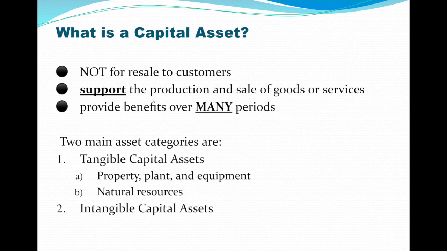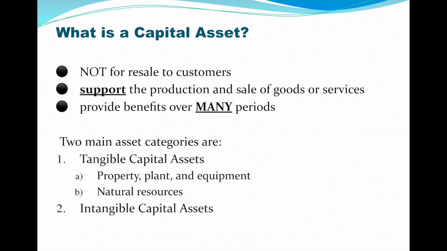So what is a capital asset? First of all, it's not for resale to customers. Its main purpose is to support the production and sale of goods and services, and it provides benefits over many periods. So these are the three criteria that any asset has to meet in order to be classified as a capital asset. And there are two main categories within capital assets. The first is tangible, so it can be touched. And the second is intangible, meaning it can't be touched.